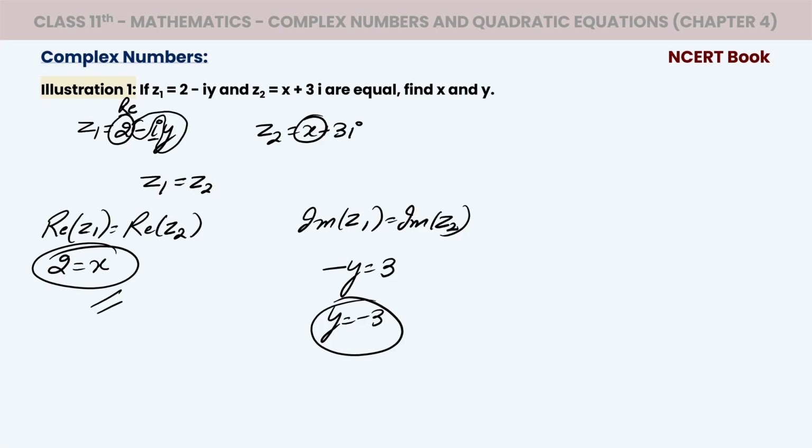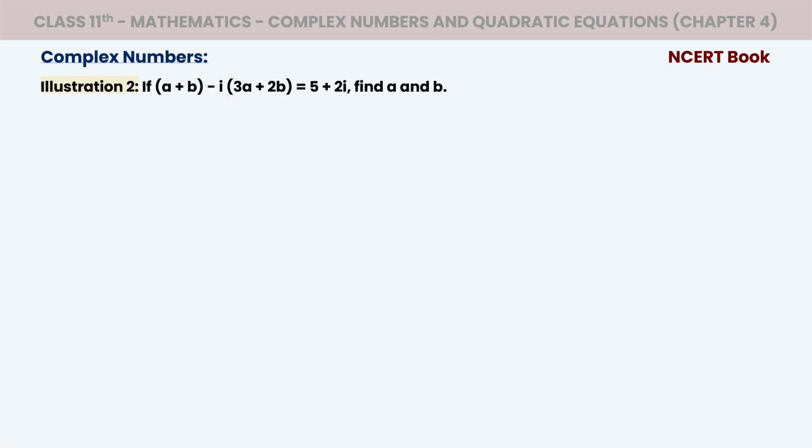So this is how, if we have two values which are equal, we can easily find out the value of any unknown values like real or imaginary part. If it is not given, we can simply find it.